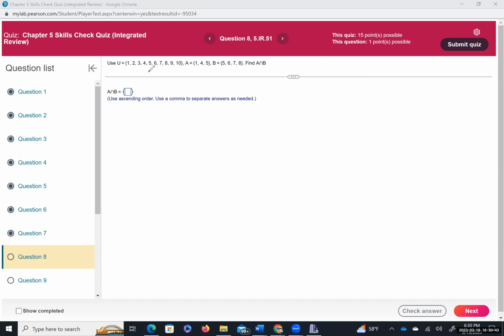So now instead of union, this is intersection. The intersection is all the elements that are in both sets at the same time, right? So right now I'm talking about A and B. A intersect with B, so I don't care about you at all.